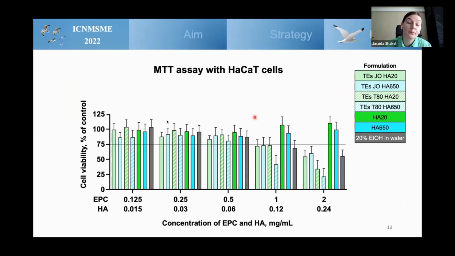I could say that transethosomes with a concentration of phosphatidylcholine, which is the main component of transethosomes, of 0.5 are good for cells, and also a high amount of hyaluronic acid is safe for keratinocytes. But what we could see here is that hyaluronic acid with small and big molecular mass could promote growth of cells, of course, and the presence of ethanol in our composition could be dangerous for our cells. That's why probably in future I will modify this in my transethosomes.